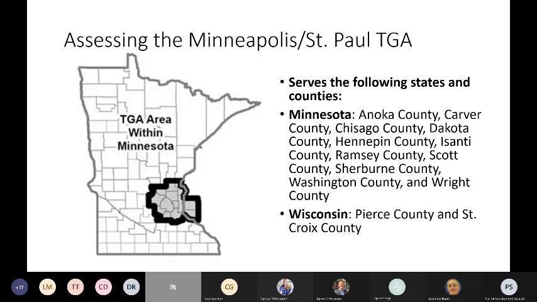So the providers that responded to our survey are TGA contracted providers or subrecipients. It's very important that you're not thinking about the system of care throughout Minnesota, but only in the TGA, which are the 11 counties in Minnesota that are shown, as well as 2 counties in Wisconsin, highlighted by this thick black line and grayed out area here.